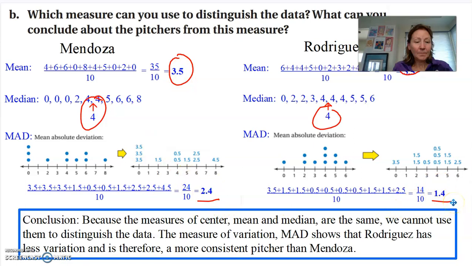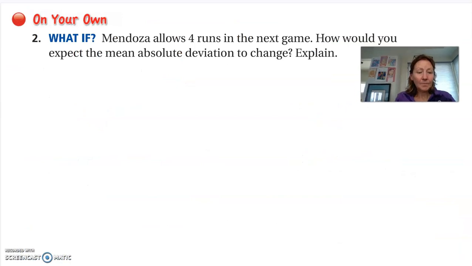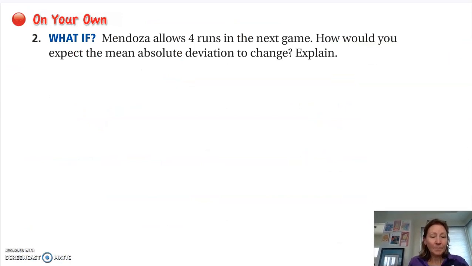Okay, so all right, so now I just want to look at what happens if Mendoza allows 4 runs in the next game. How would we expect the mean absolute deviation to change? So let's just remind you that the mean for Mendoza is 3.5, his MAD is 2.4.